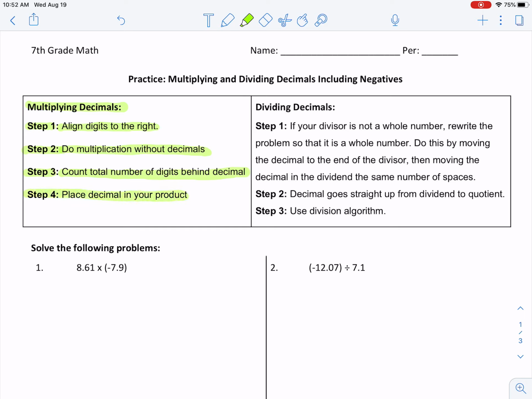And then the last step is for you to place the decimal point, depending on how many decimal places there were in total, counting from the right of your answer.